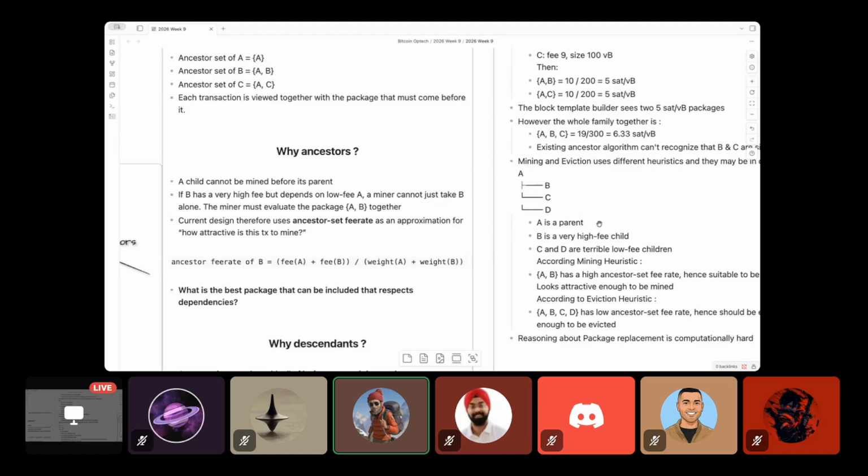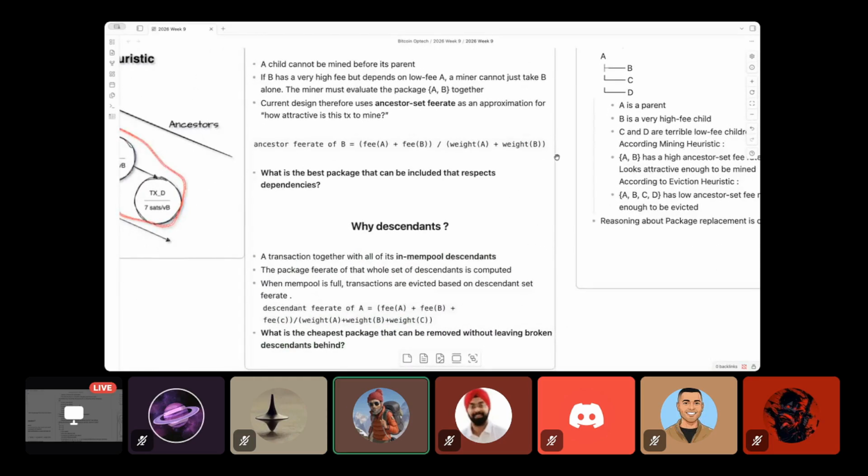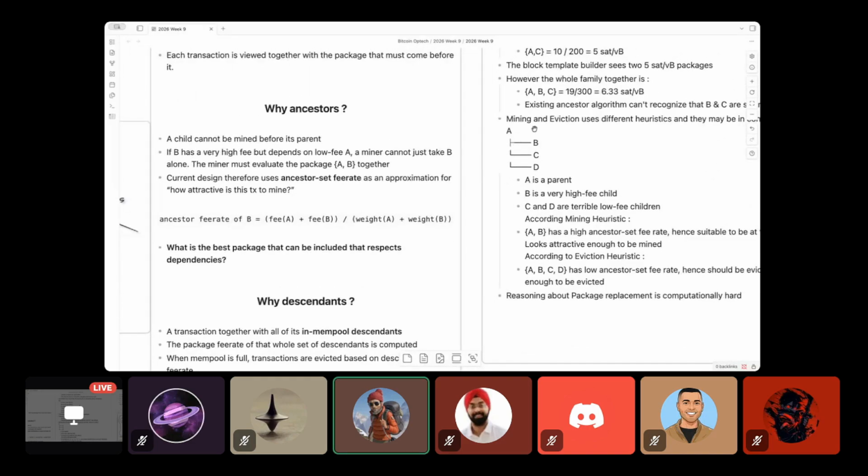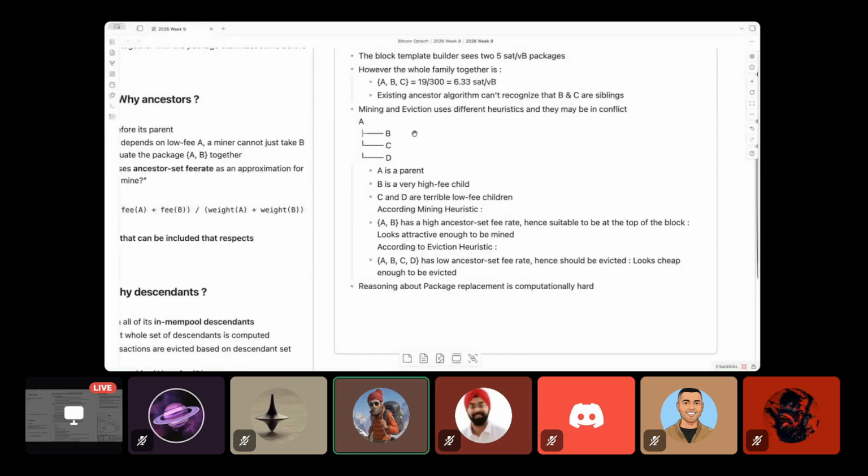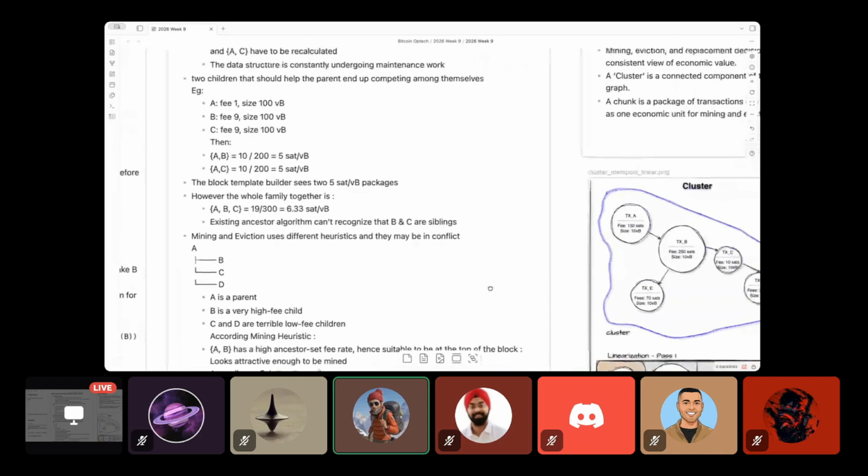So as you asked, why can't we go ahead and remove C and D? The problem is the existing heuristics work only based upon ancestor fee rate and descendant fee rate. It cannot reason about this whole cluster in a separate fashion. It cannot reason with A and B together, B and C together, C and D together. It cannot do that. Got it. Yeah. So that is a serious limitation, and that's why cluster mempool has been introduced to address all these problems.